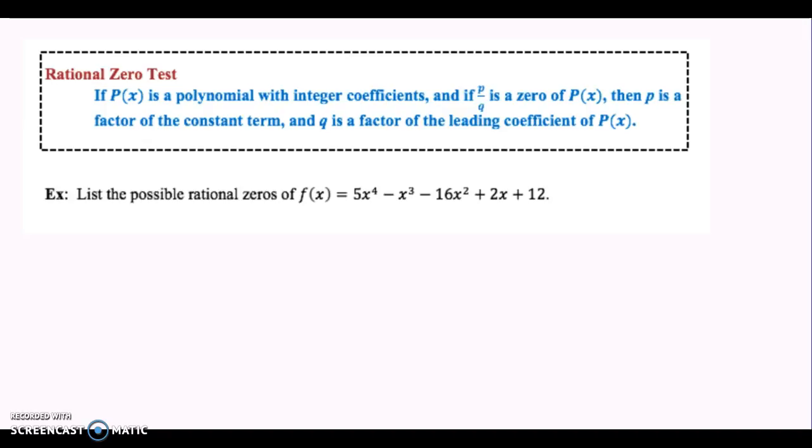Here's why it's going to be important. We're going to talk about the rational zero test. It says, for a polynomial with integer coefficients, which is what we have here, these are all integers, if p over q is a zero of p of x, whatever that means, then p is a factor of the constant term and q is a factor of the leading coefficient of p of x.